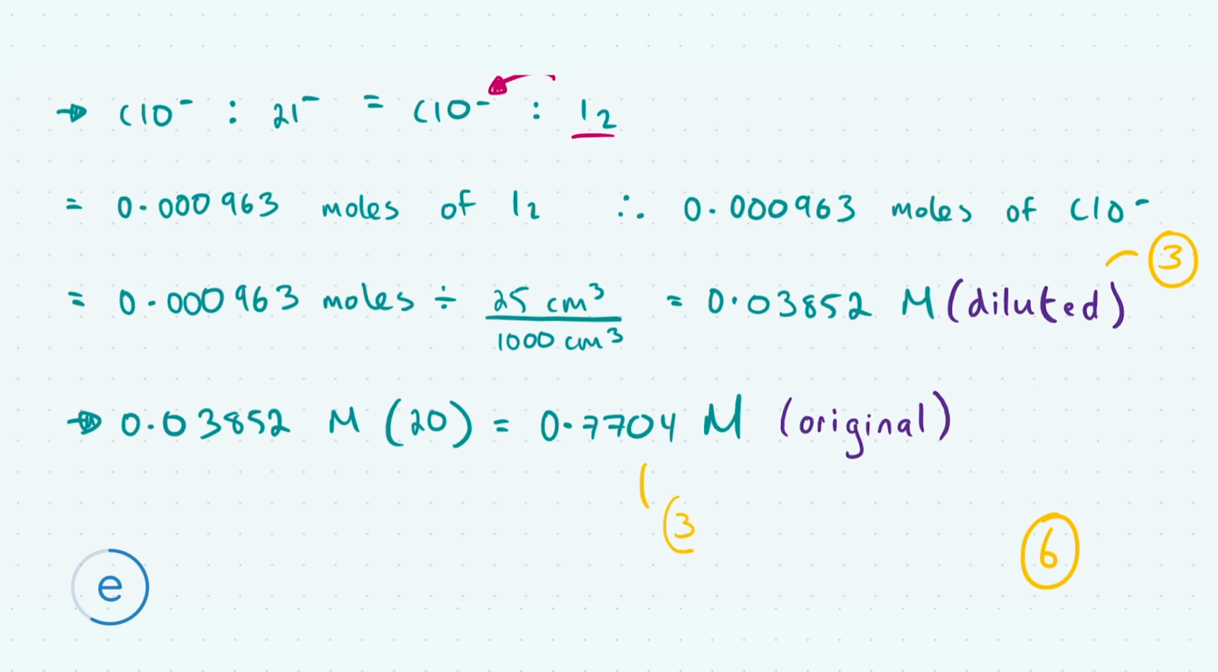Finally, you're getting your last 3 marks for your final answer, which was the molarity of our original solution, and the key thing you needed to do there was multiply by our dilution factor, which we discussed earlier, and the process for finding that is the same for different questions. That's how you get your total marks for that question.